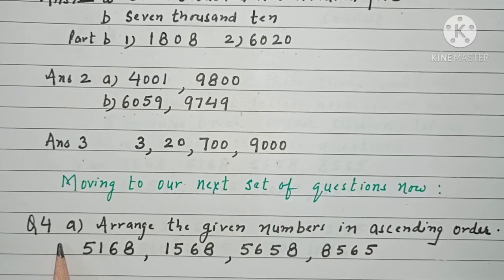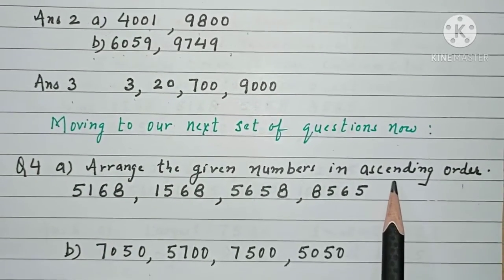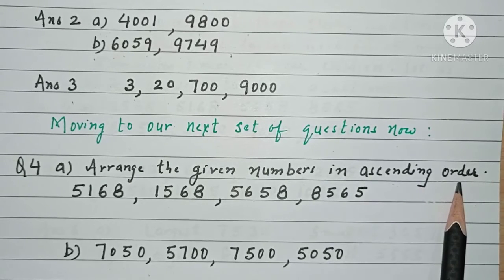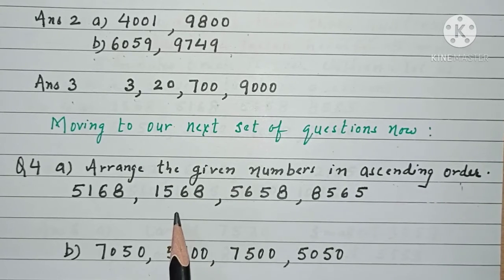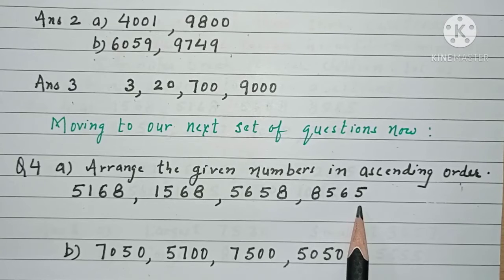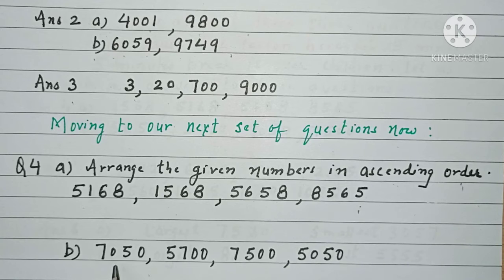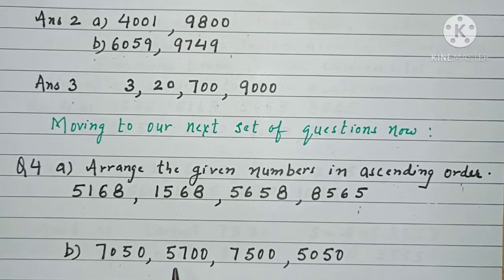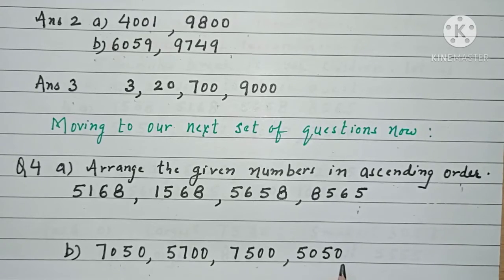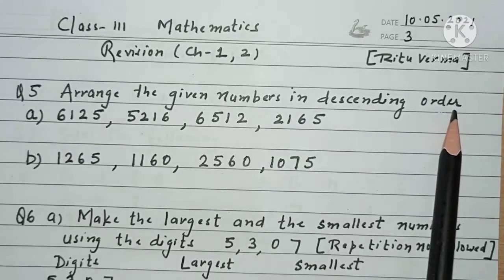We have to write down in the A part, the given numbers are to be arranged in the ascending order. Ascending order means the increasing order. That is, we have to start from the smallest and go to the biggest number. So select the smallest number first and then go to the biggest number. That will be the ascending order. So in B part also, you have to do it in the ascending order, which is having the numbers 7050, 5700, 7500 and 5050.